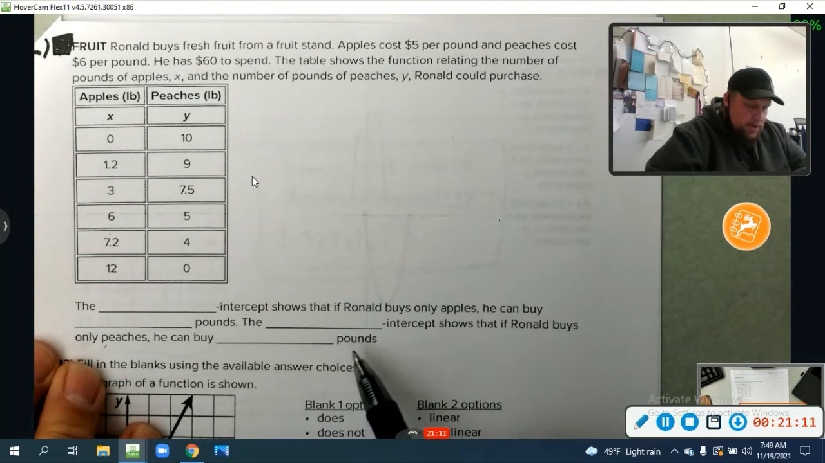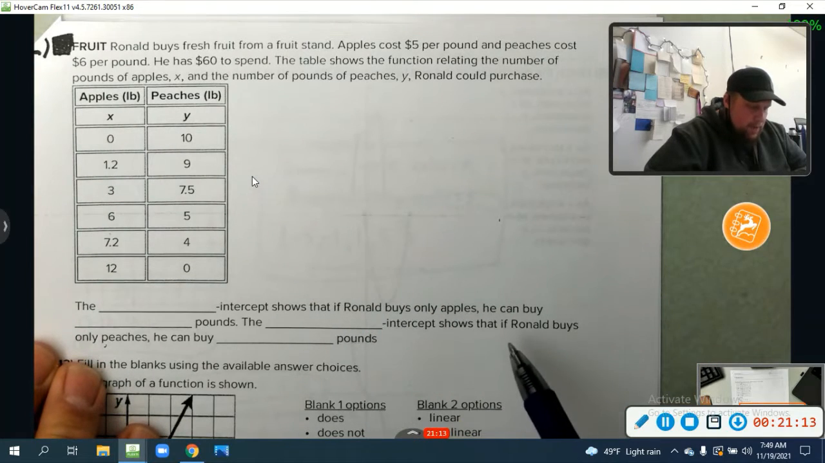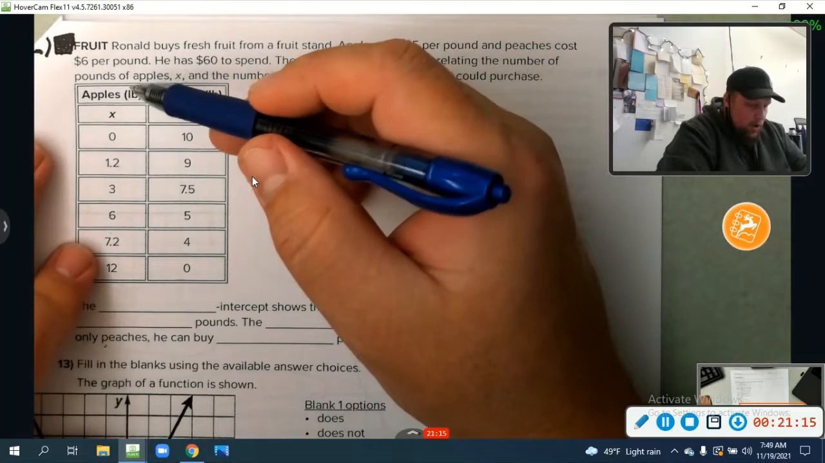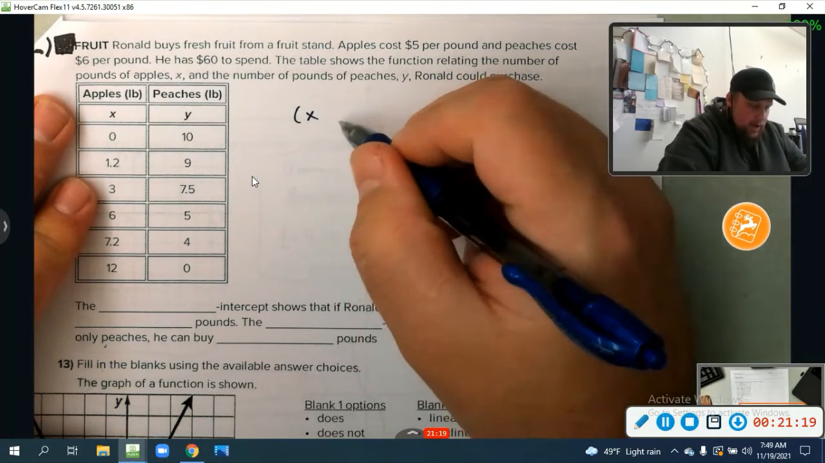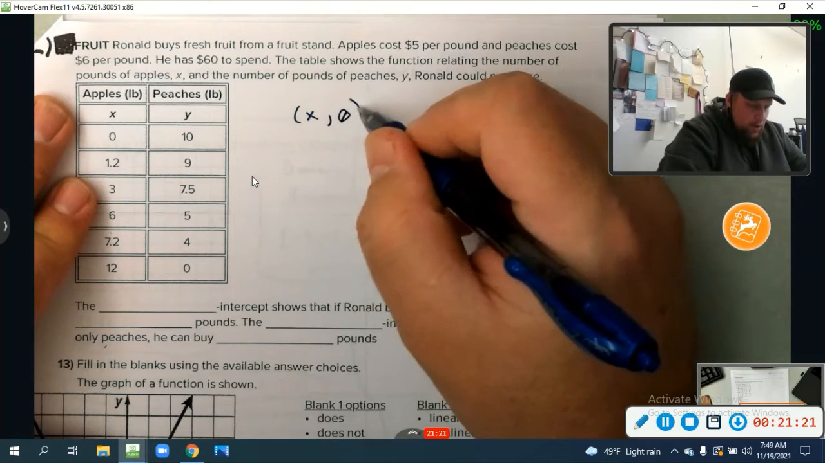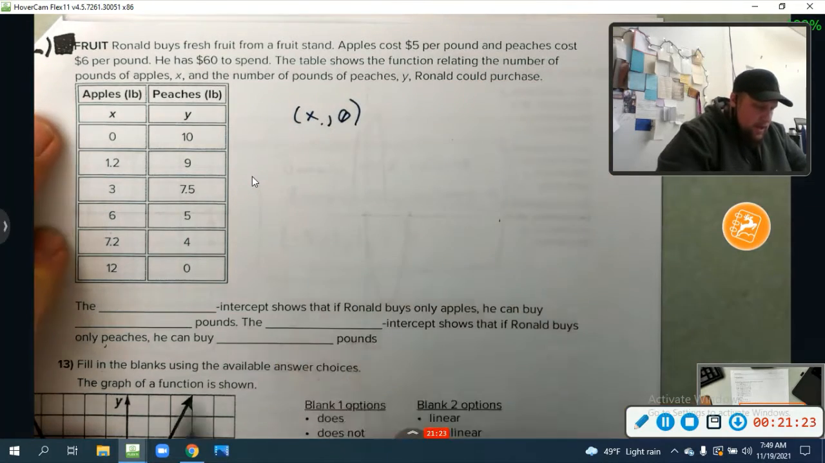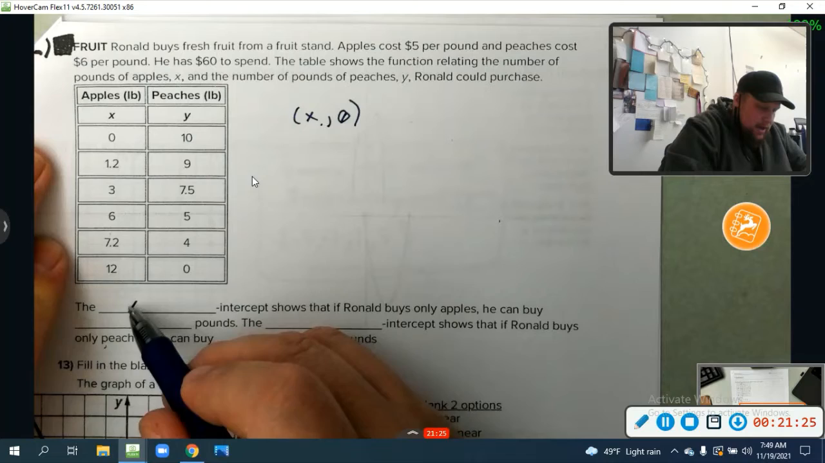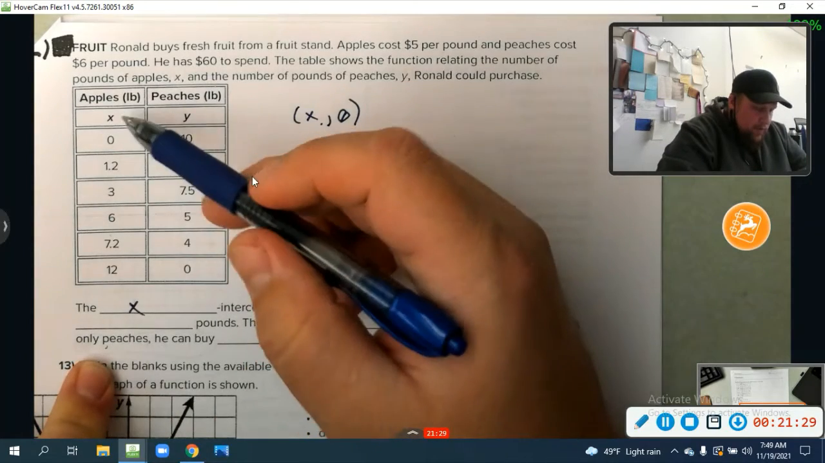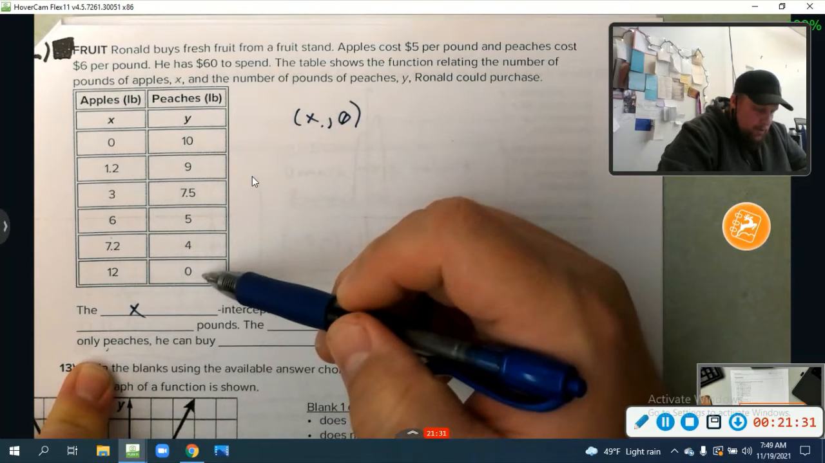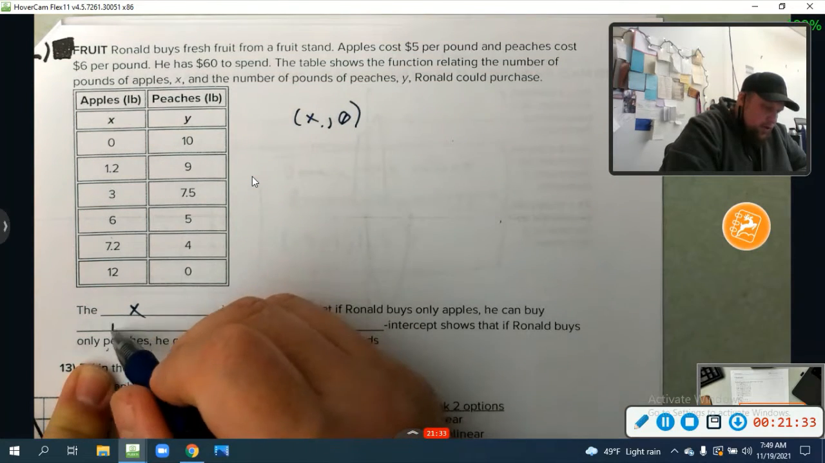So the blank intercept shows that if Ronald buys only apples, apples are X, that means he's going to have an X value and a 0 Y value. What is that? That is an x-intercept. And he can buy how many pounds? Well, if he only buys apples where Y equals 0, that means he can buy 12 pounds of apples.